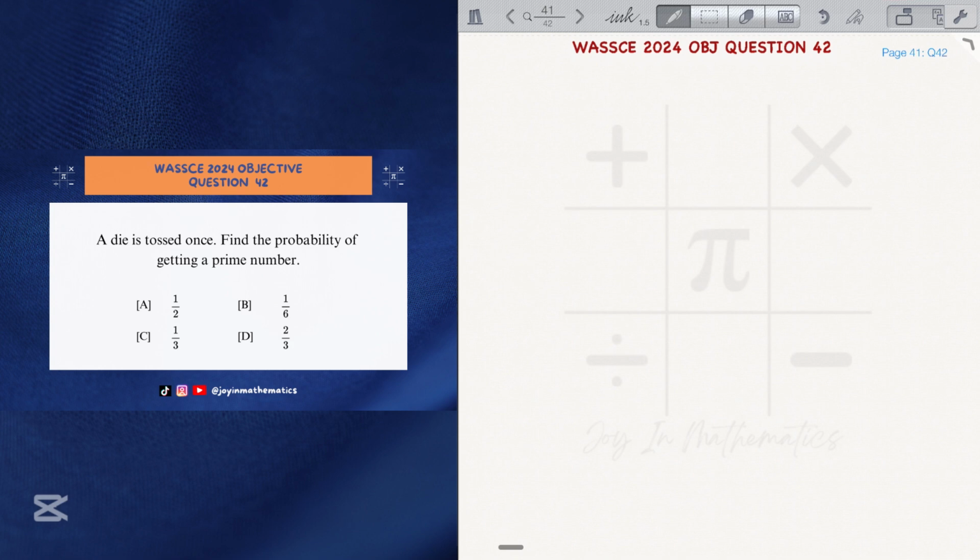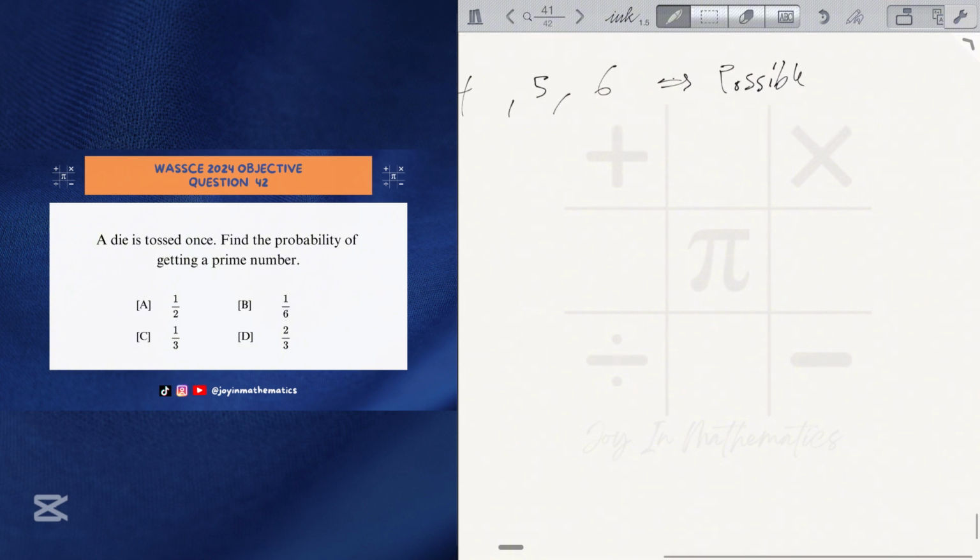Now, WAEC 2024 objective question 42. The question says a die is tossed once. Find the probability of getting a prime number. So what are the possible values we have on a die? Since we know that a die has 6 faces, like a cube, it has 1, 2, 3, 4, 5, and 6. Now, if it is tossed once, these are the possible outcomes that we have.